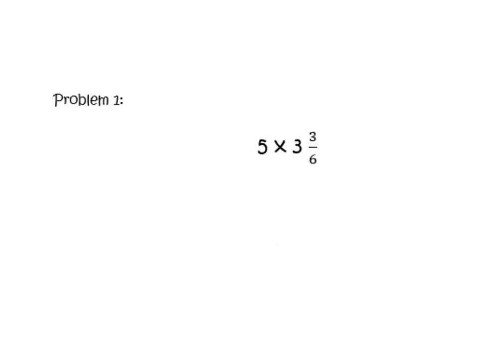Look at problem 1. Let's go ahead and solve. First, we need to multiply the whole numbers. 5 times 3 is 15. Then we need to multiply the whole number and the fraction. 5 times 3/6 is 15/6. Next, we need to change the improper fraction into a mixed number by dividing.